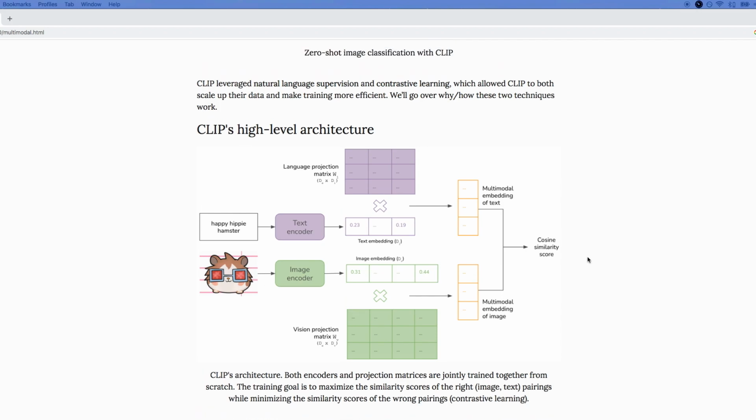Now let's pause right here to take a look at this diagram. This is really cute. It has a little hamster with rave glasses. So happy, hippie hamster. So you have a text encoder and image encoder, and both encoders generate a vector of embeddings, and I'm assuming there is a function that projects the embedding into a matrix. This part is not very clear to me.